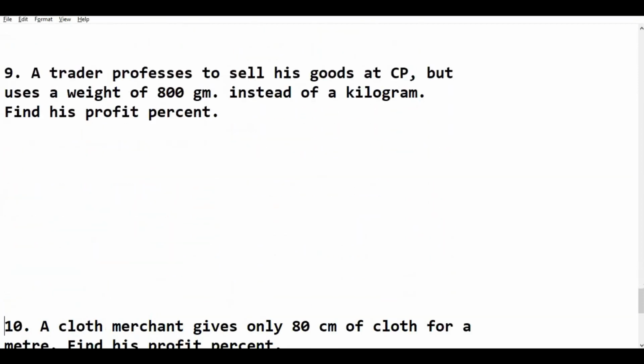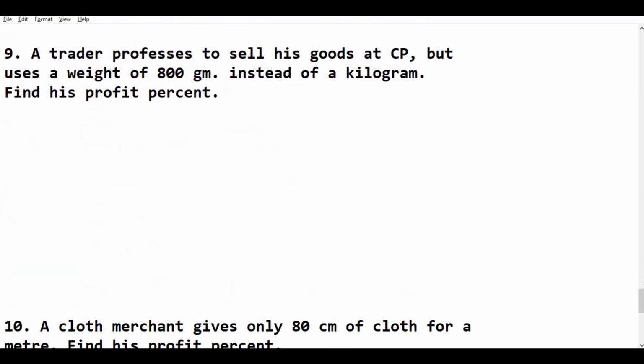Okay, next question. Please try. A trader professes to sell his goods at cost price, but using a weight of 800 grams instead of a kilogram. Find his profit percent.